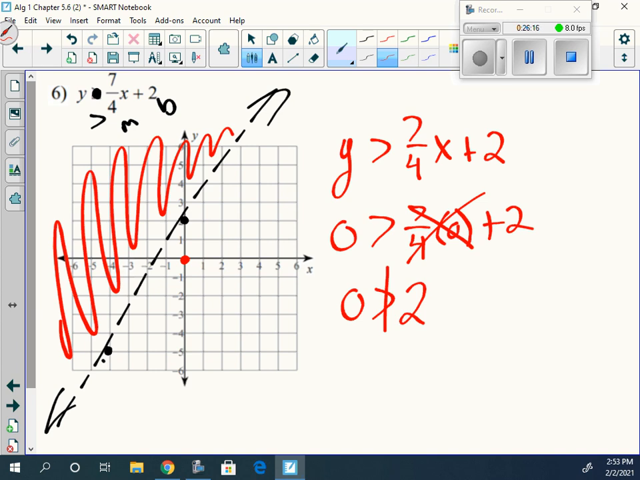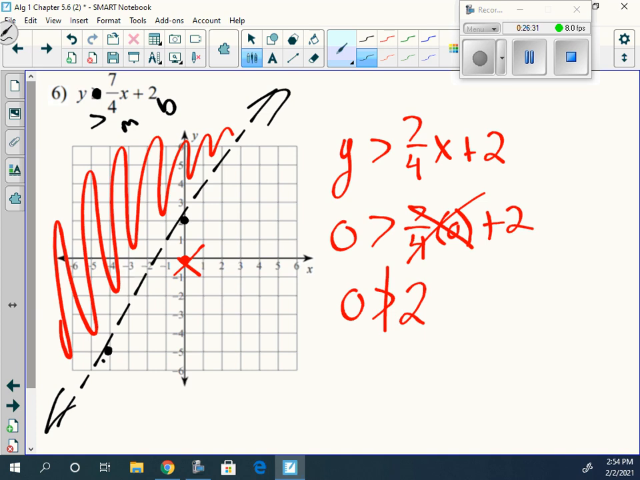Whichever one is, see, that's the thing. The shading part is where I get. No, Lily. See, mark the point 0, 0, and it's false. So it's on the other side of the line.